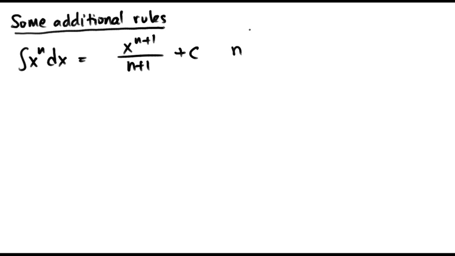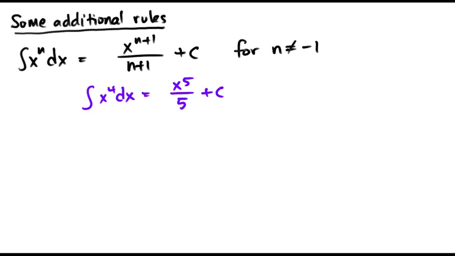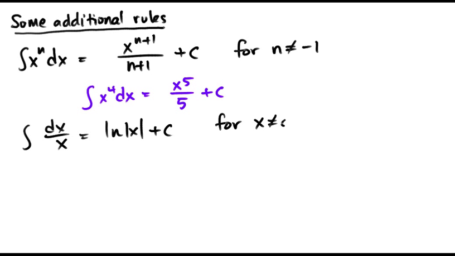And that works for n can't be equal to -1. And here's an example in blue. If you have x to the 4th dx, you get x to the 5th over 5 plus c. Another rule is for logs, and that just won't work when x is 0, so x can't be equal to 0.